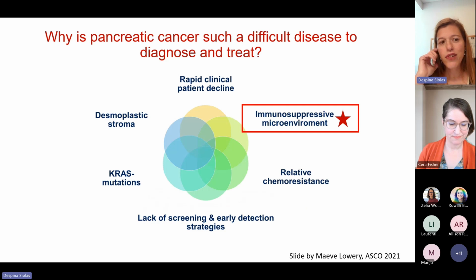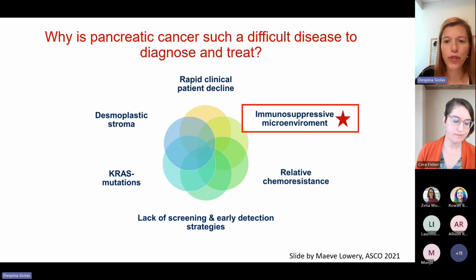And so why is pancreatic cancer such a difficult disease to diagnose and treat? And there are a number of different reasons. Some of them are clinical, such as a lack of screening and early detection. But there's also biological reasons for that as well. And one of the hallmarks that has been identified is this immunosuppressive microenvironment.